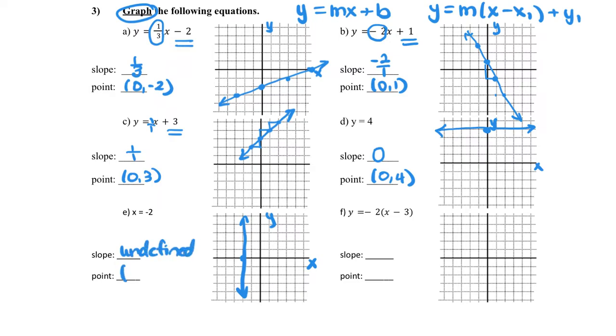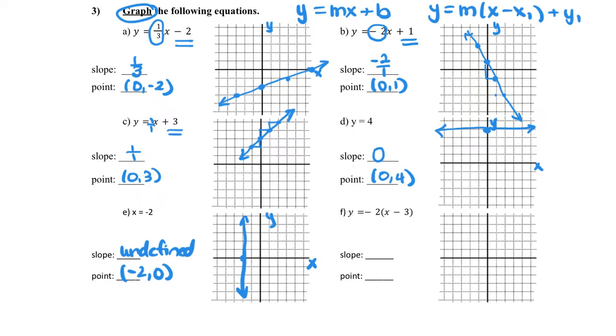And you can pick any point. I'm going to pick -2, 0. Notice that it's switched because it doesn't hit the y-axis at all. So it's going to be -2, 0 is the point I'm using. X has to be -2 for any point along that line.